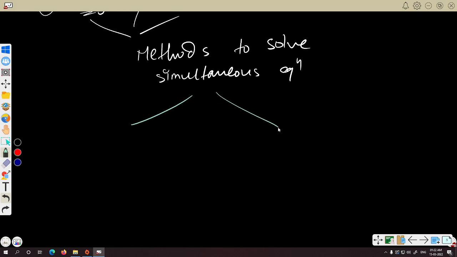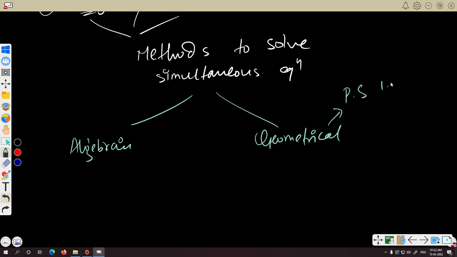There are two methods to solve any simultaneous equation. First is the algebraic method, and the second is the geometrical method. We will look into the geometrical method in much more detail in practice set 1.2. इसे हम उसी exercise में उसी practice set में discuss करेंगे.